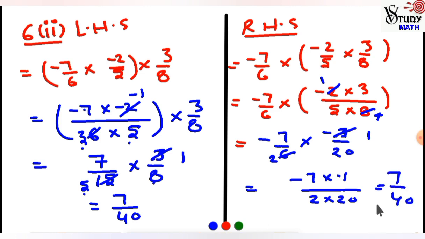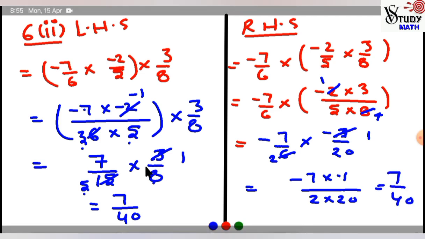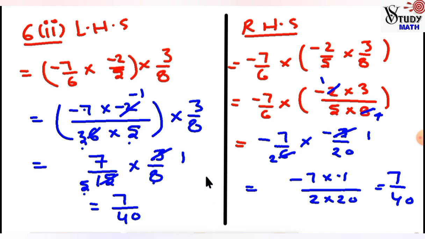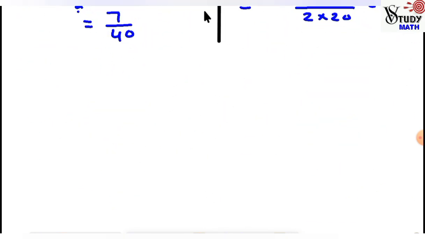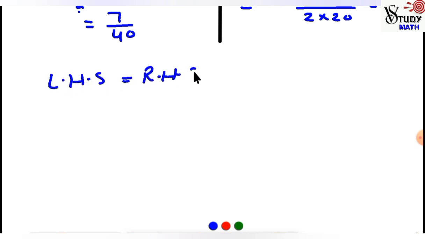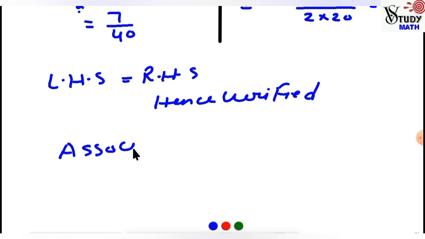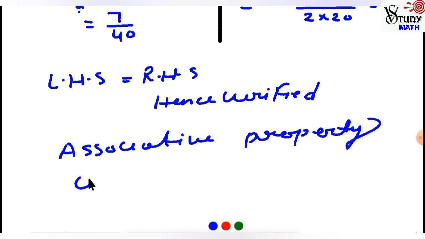So my dear students, you can clearly see here both sides are equal. So we can say that left hand side is equal to right hand side, and hence verified. And the name of the property is associative property over multiplication.